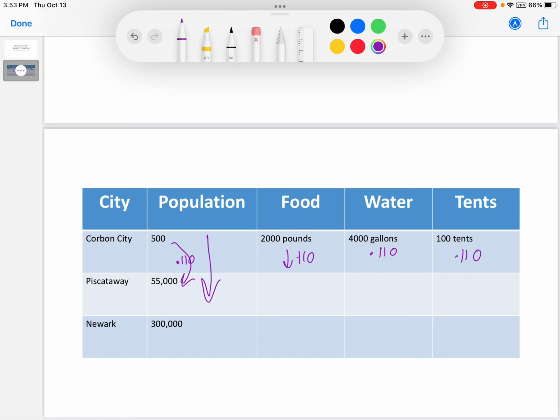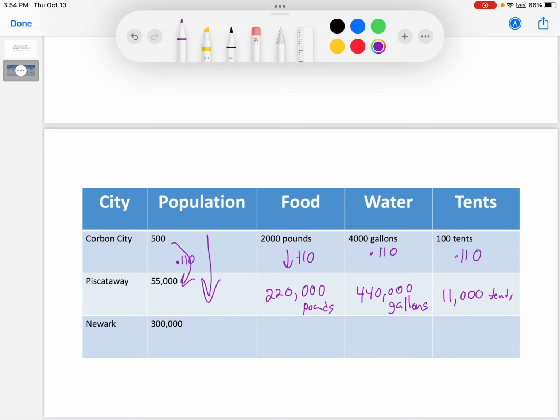2,000 times 110 is 220,000 pounds in this case. 4,000 gallons times 110 is 440,000 gallons. 100 tenths times 110 is 11,000 tenths.